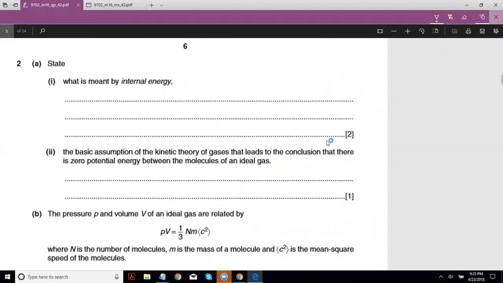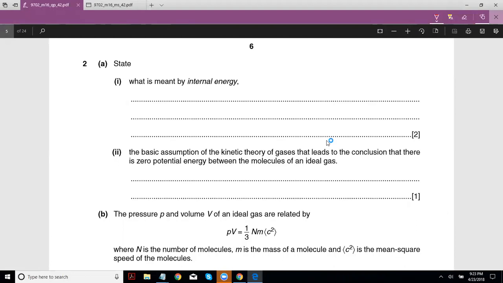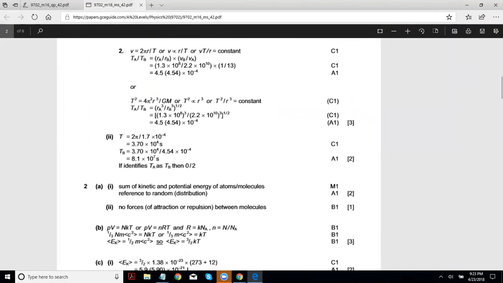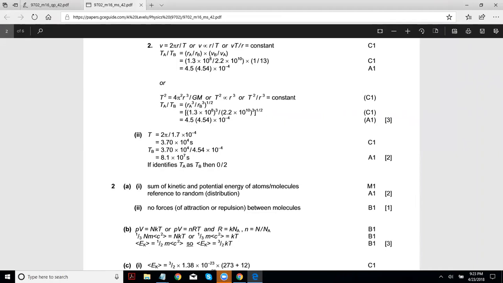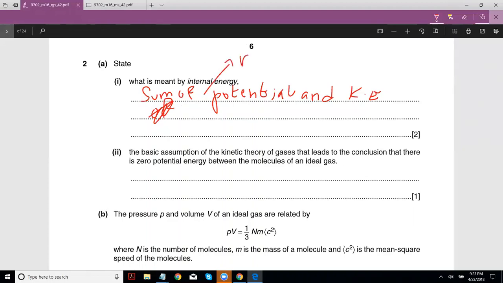So, explain what is meant by internal energy. The sum of potential and kinetic energies of gas particles. Let me check the marking scheme to ensure we got the wording correct. Sum of kinetic and potential energy of atoms, molecules, with reference to random distribution. So sum of random potential, is that fine?